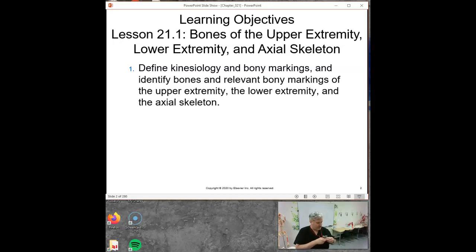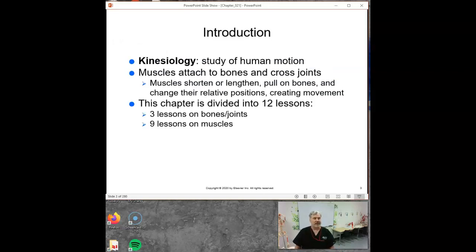So this chapter, I actually really like this chapter. We're going to discuss what kinesiology is, and we're going to discuss a lot of the bones and the bony landmarks. Remember the bumps in the bones where muscles like to attach? And then we will eventually get into what those muscles do and what actions they create. So kinesiology, though, is the study of movement.